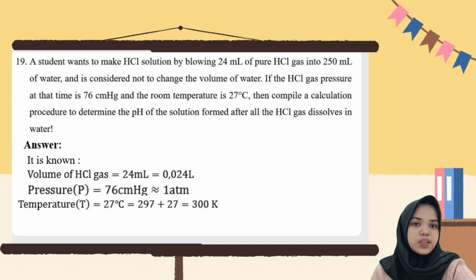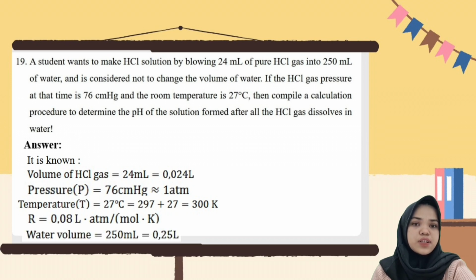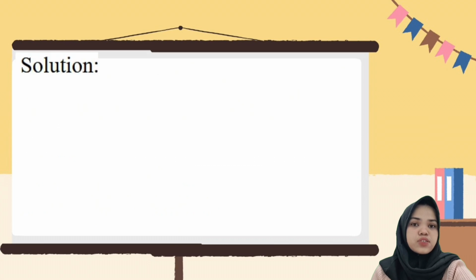To convert to Kelvin, we add 273 to 27, which gives 300 Kelvin. The value of the gas constant R is 0.08 with unit of liters times atmosphere divided by mole times Kelvin. Finally, the volume of water where the dissolution takes place is 250 milliliters, or in liters it becomes 0.25 liters. We need to find the pH of the solution.